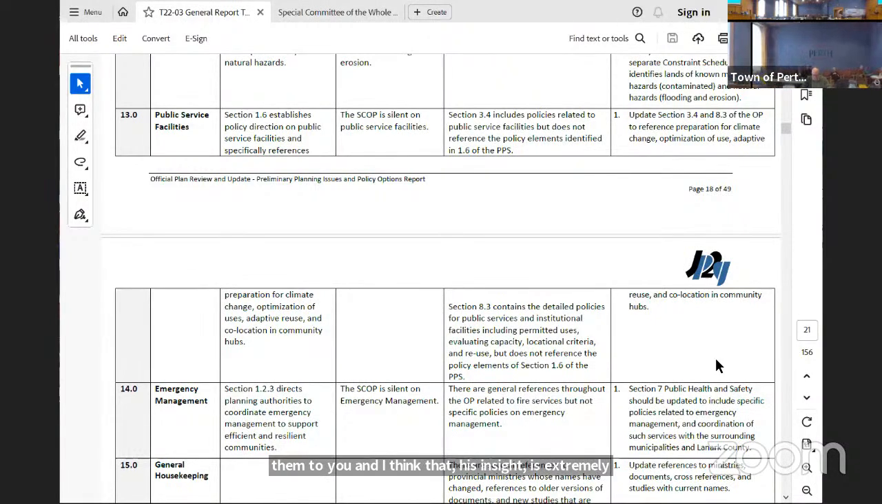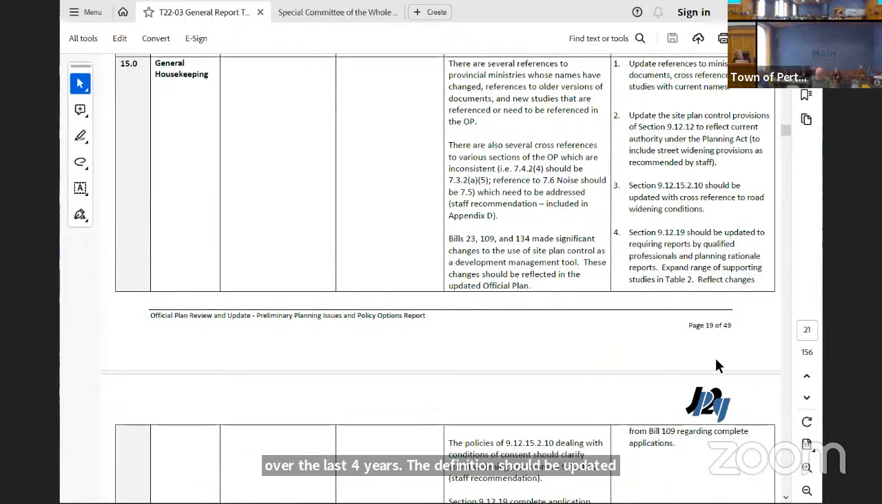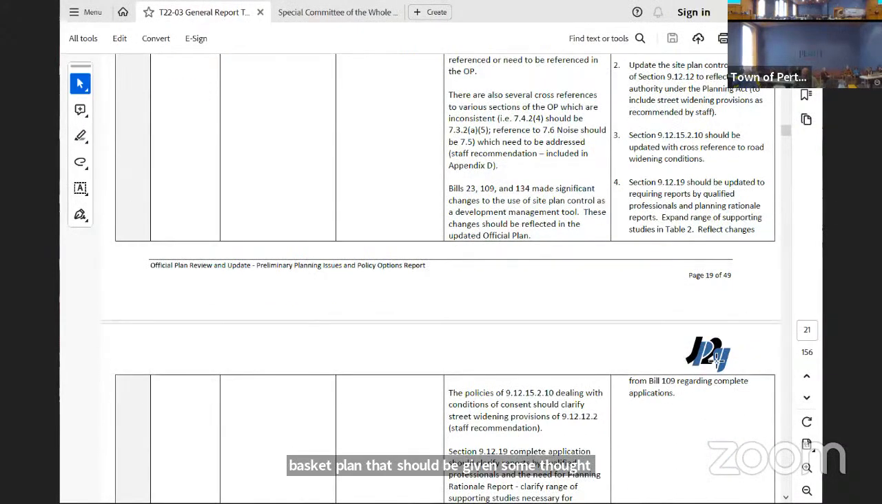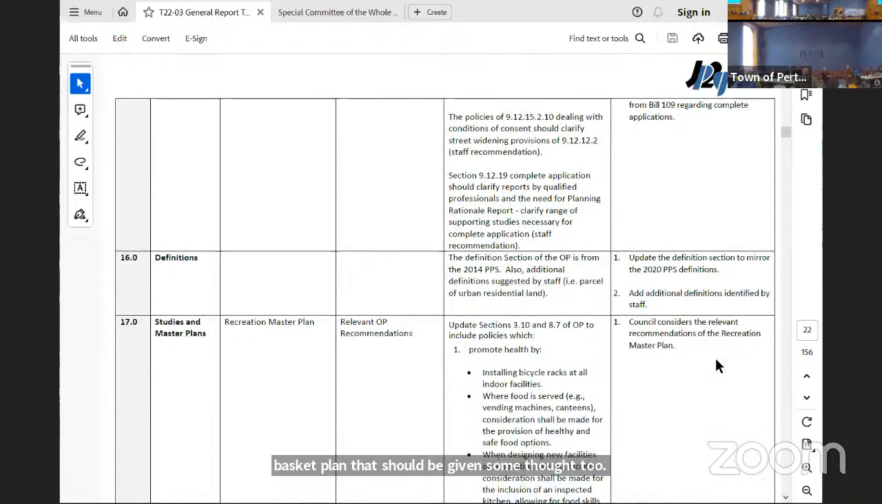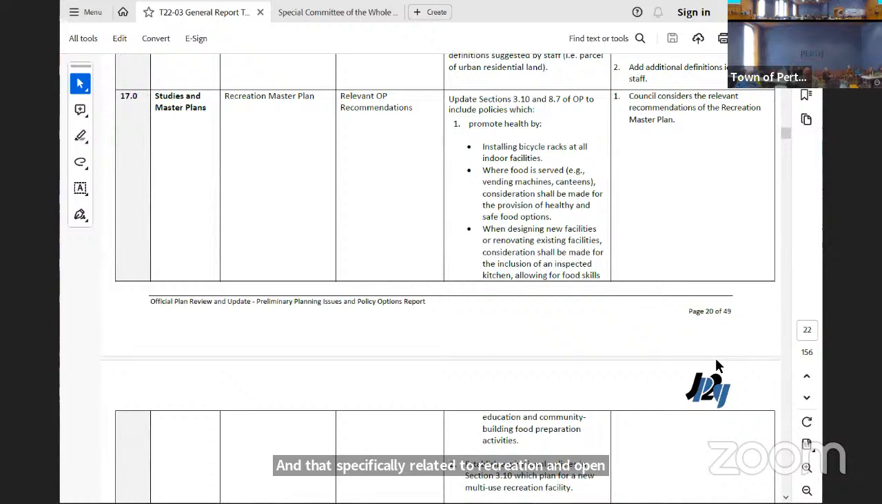Emergency management has to be reflected. There are administrative changes that I'm not going to get into, a lot of them coming out of changes to the Planning Act over the last 4 years. The definition should be updated. I've picked up the key recommendations of the Recreation Master Plan that should be given some thought, specifically related to recreation and open space, and design standards for future parks.